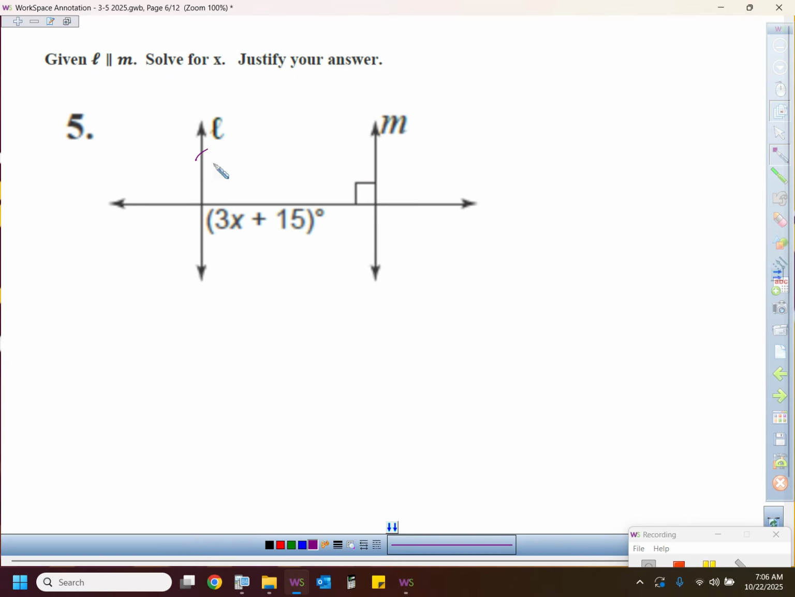They still gave me parallel lines. And I have to ask myself what kind of angles these are. Looks like they only gave me one, but they gave me two. They gave me this special box. Doesn't that mean that that angle right there is 90 degrees?